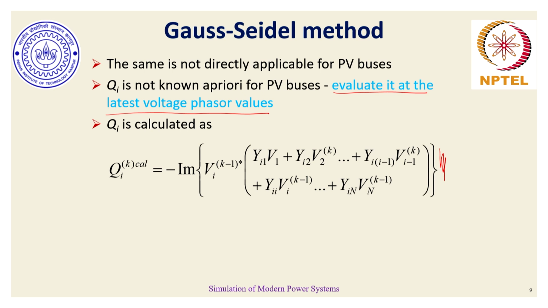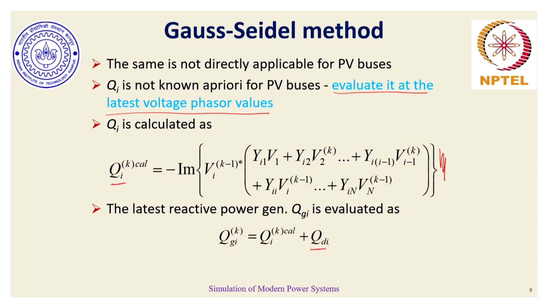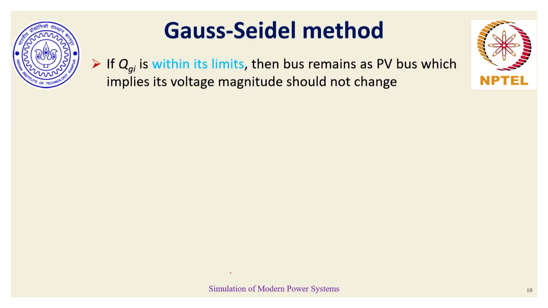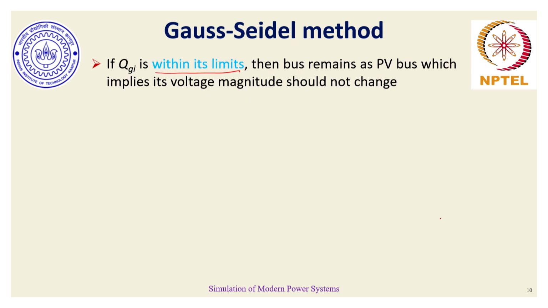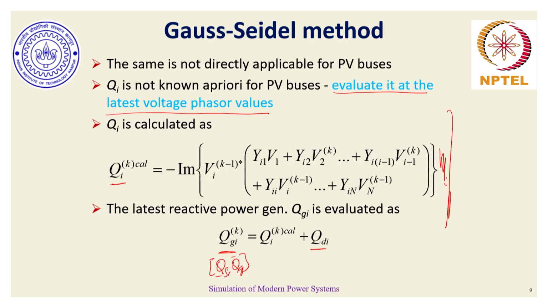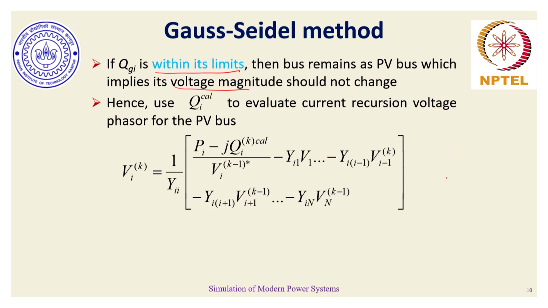Now, in order for this ith bus to remain a PV bus, using this injection and depending on the demand on the PV bus, we find the corresponding generation. For this ith bus to remain a PV bus, this should be between a typical lower limit and upper limit as defined by the corresponding field excitation control of the synchronous generator. So, if QGi is within limits, then the corresponding voltage magnitude should not change. Now, since we know the injection of the PV bus using this expression, can't we apply the Gauss-Seidel method as it is? Yes, we can do so.